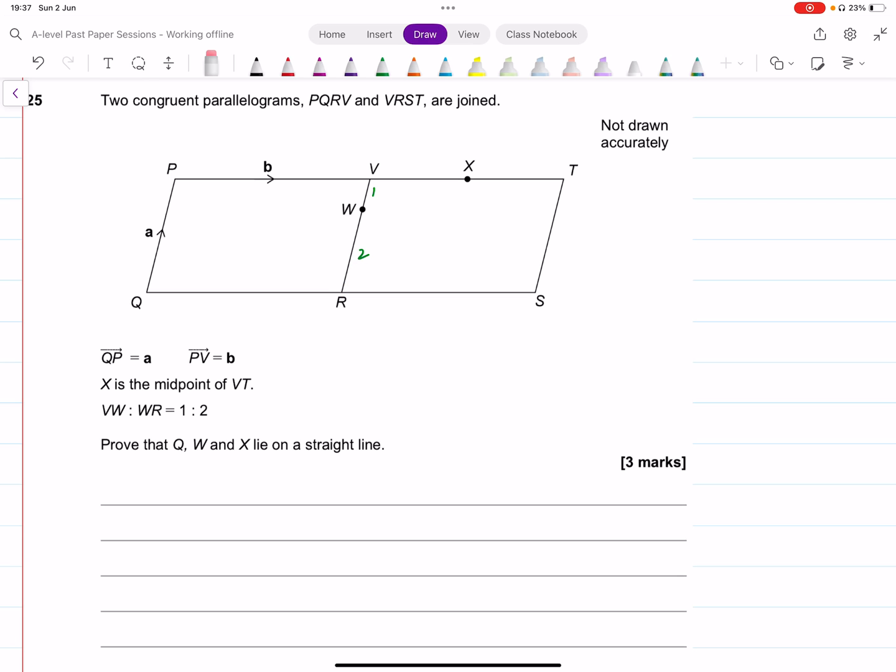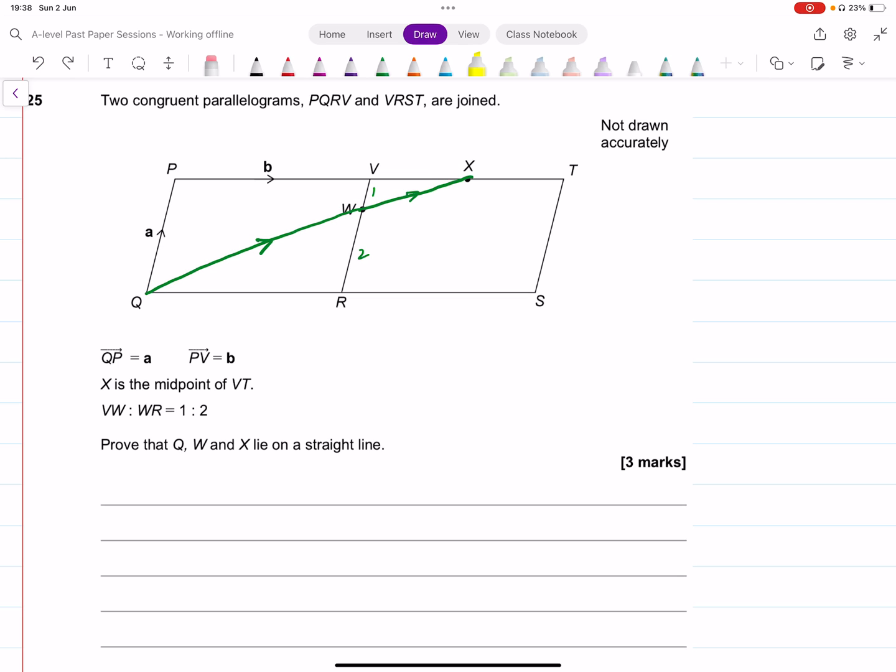Prove that Q, W, and X lie on a straight line. Q, W, X, we need to prove that this is a straight line. How do you prove that this is a straight line? We're talking about vectors here. What we can do is find the vector QW and WX. And if we can prove that they're both parallel, since W is a common point, we can say that these 3 points are collinear. So they have the same direction basically. If QW and WX have the same direction, that means they're lying on a single straight line.